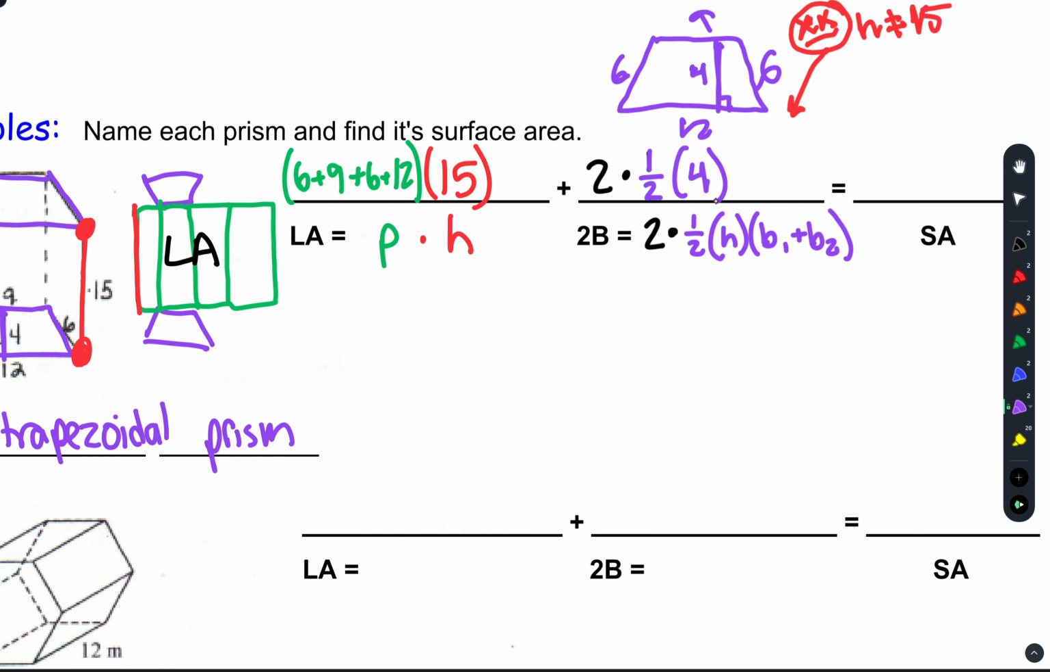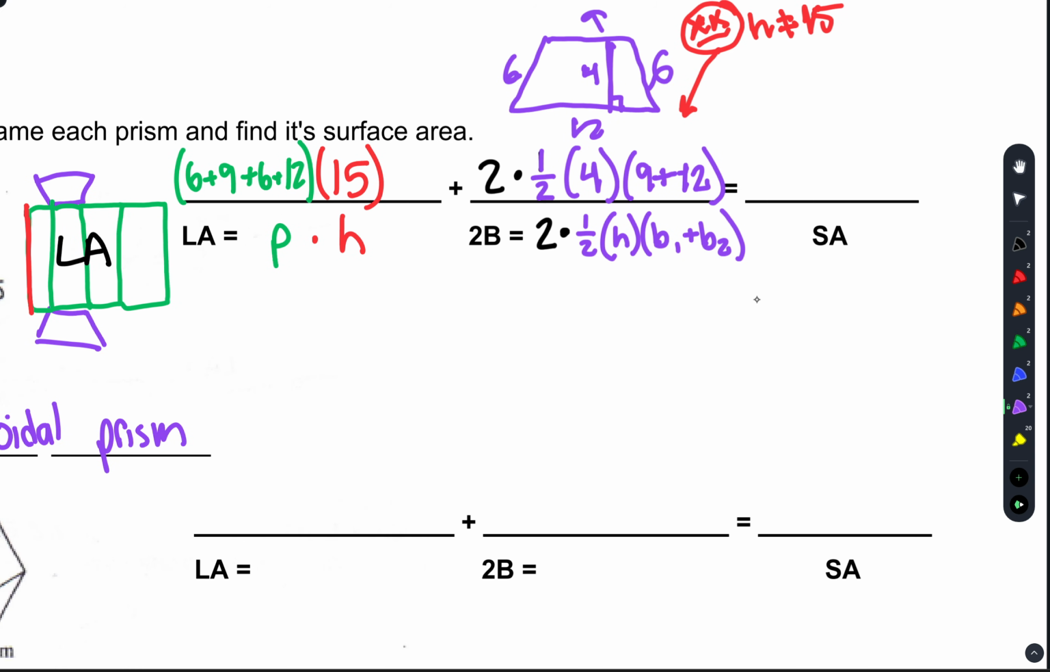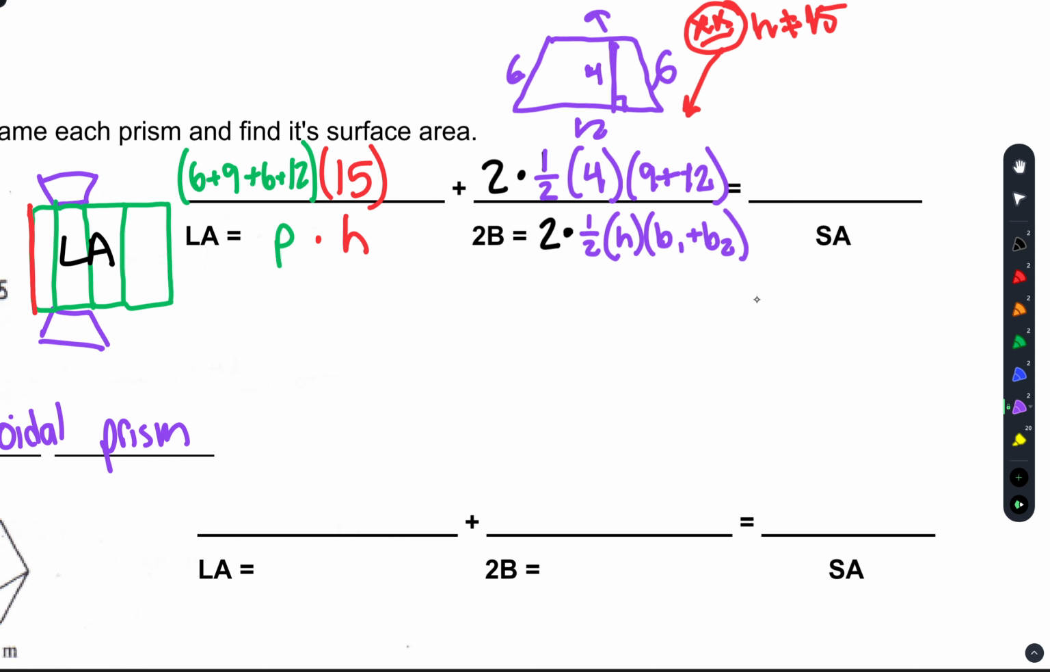And then I have base 1 plus base 2. Those two bases are 9 and 12. So 9 plus 12 in there. Okay, do we see where this formula is coming from? All those little tiny pieces coming together to make one big formula? You can put this right in your calculator if you want to. I like to simplify down a little bit before I put it in my calculator.